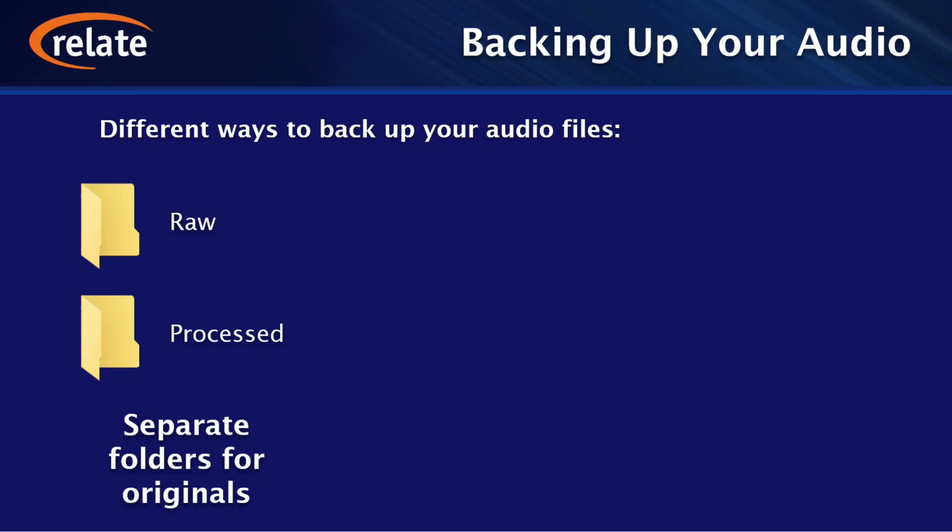Then when we edit our audio, we put it into a processed folder. So now we have a copy in our raw, which is the original, and then we have a copy again in the processed folder that has been processed. The volume's been adjusted, we've cleaned up audio issues, we've added compression, we've cut things up, we've done all the things that we need to do in order to get final audio.